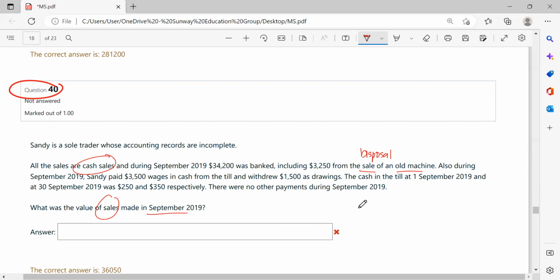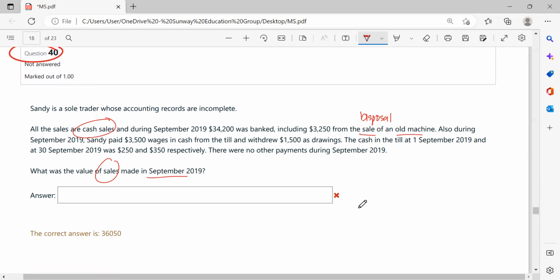So I believe you have to open a cash account for this question. I'm going to just draw a cash account here. Let's start with the opening balance. In the till, on 1st September, you have 250. So that is the balance BD 250. At the end of the month, you have 350. We know cash must be a debit balance, so BD here and therefore CD on the credit side.